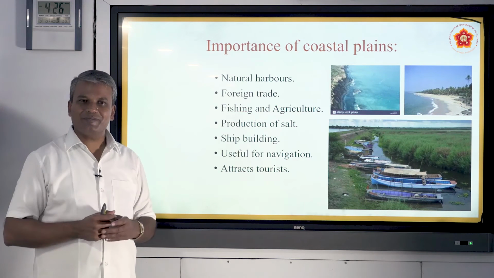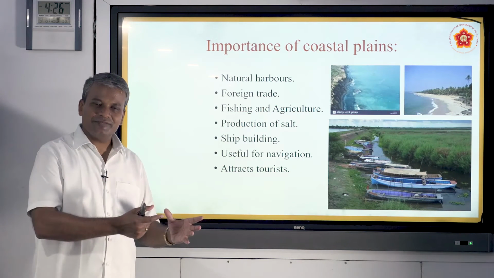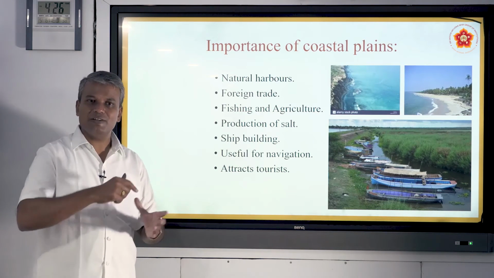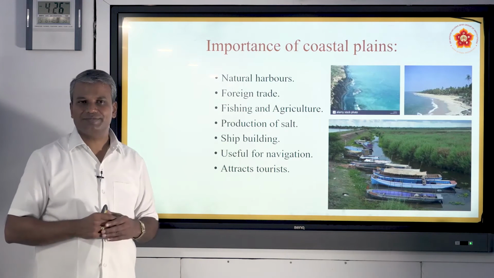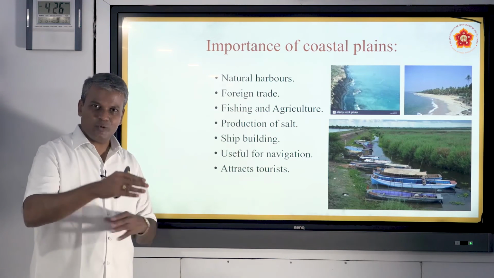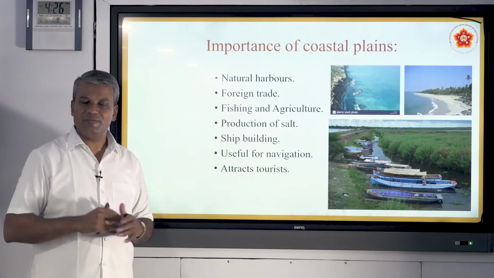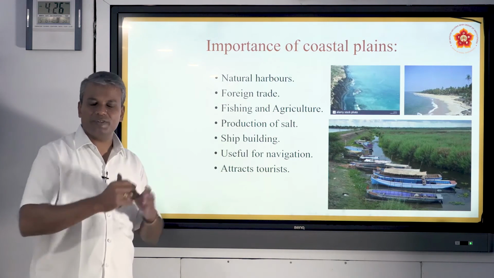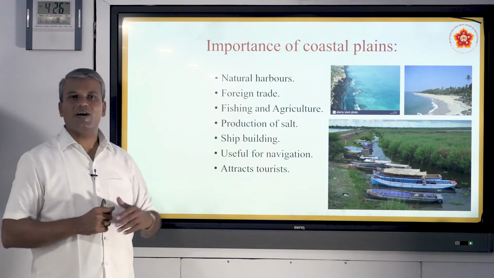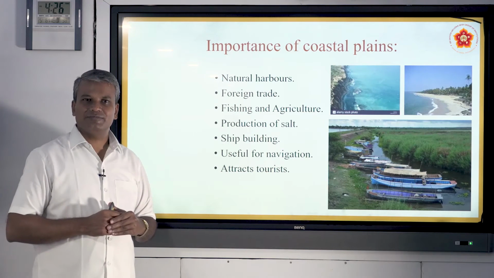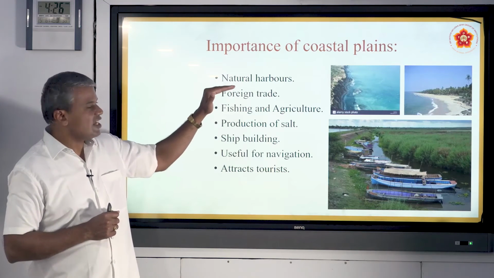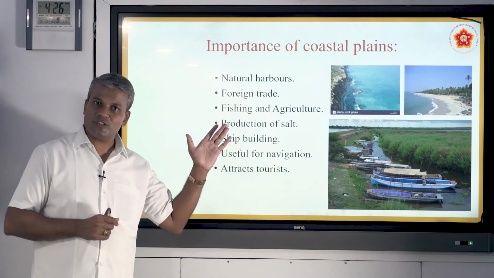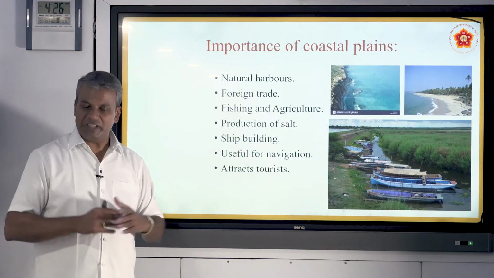A harbor is nothing but where ships will be loaded and unloaded. Loading and unloading of the ship takes place in the harbor. So there are many natural harbors on this coast, east coast and also west coast.